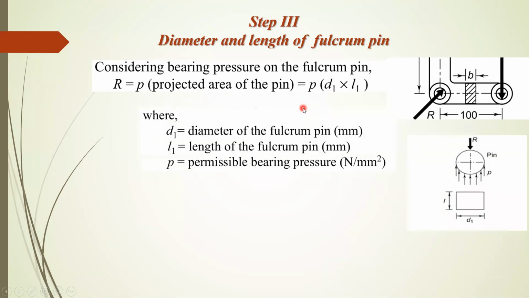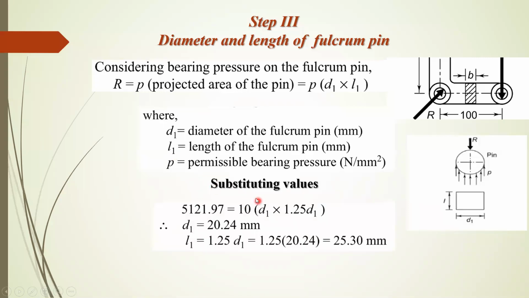So this is the projected area of the pin, and we must know the length of the pin. Here D1 is the diameter of the fulcrum pin, L1 is the length of the fulcrum pin, and small p is the bearing pressure, which is given in the problem. Putting in all these values, the reaction we calculated in step number 2 is 5121.97. Then p is 10, given in the problem. We have to calculate D1, and we know the ratio L1 divided by D1 is 1.25. That length to diameter ratio is mentioned in the problem, so length is 1.25 times D1.